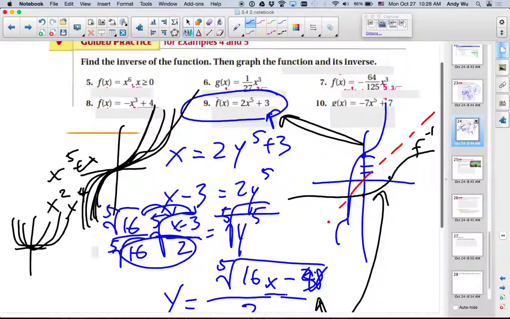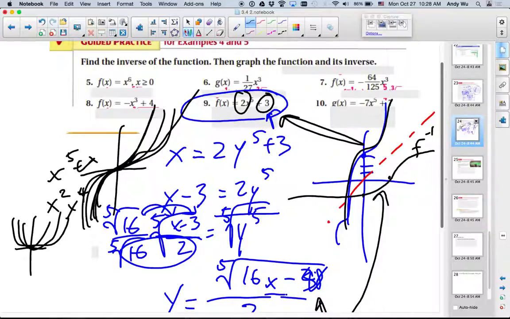So I've estimated that, and the plus 3 is a horizontal shift, the 2 is a vertical stretch. So basically it looks something like this. It doesn't have to be exact. Most likely on the test it would be a graph that you can graph easily, but it's the flip that you get tested on.